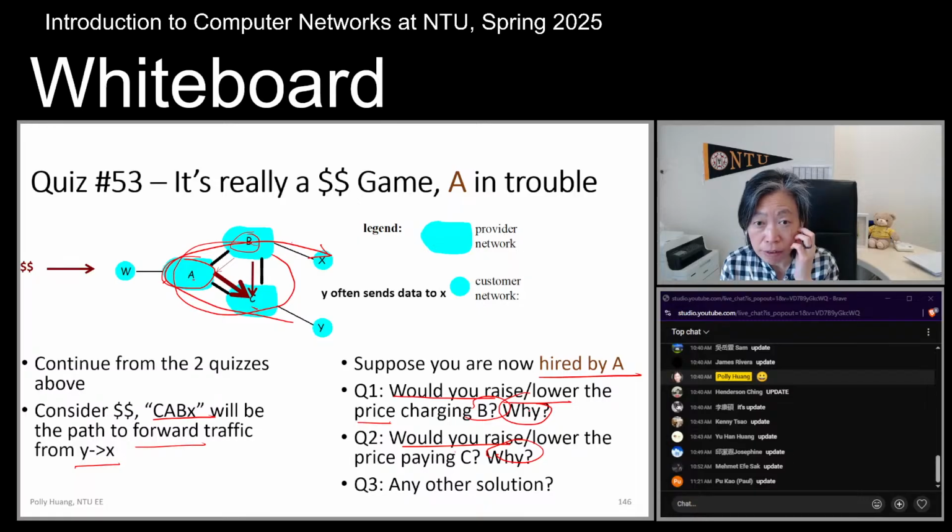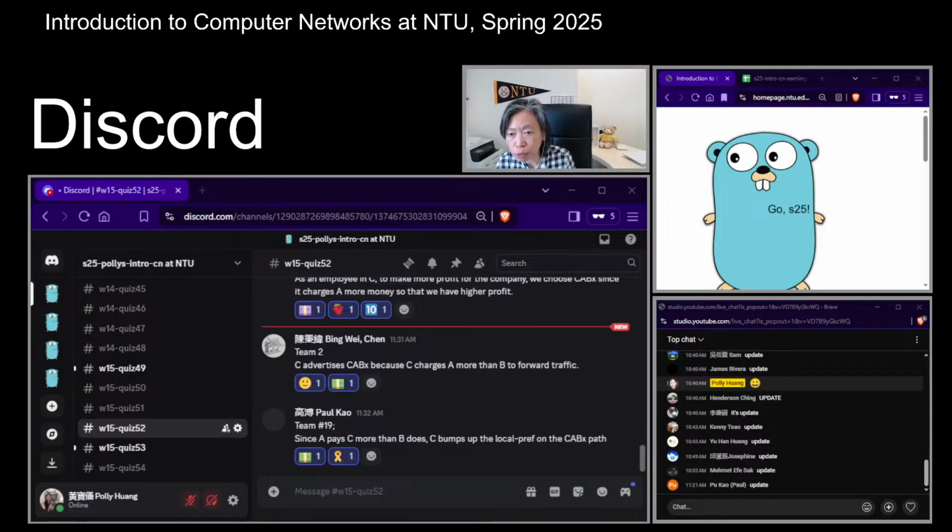Now, you can look at it strictly from the economic point of view, but you can also think of what's best for your customer. And Q3, can you think of other solutions? Instead of playing the money game, are there other things you can play as the admin working for A to ease the situation here? This one is a little bit challenging, especially for Q3. So how about 5 minutes? Let's start counting time. Please go to the score space, quiz 53.